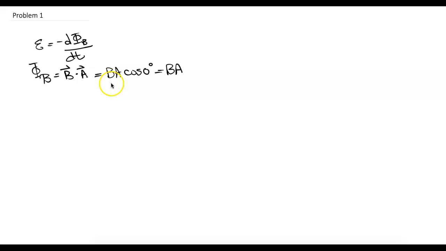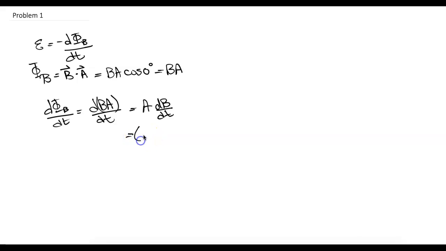and we know that the area is constant, so we can say that dΦ_B with respect to time, we're just going to concentrate on the magnitude, we'll talk about the sign a little bit later, is going to be the derivative of BA with respect to time, and as we said, A is constant, so this is A times the rate of change of the magnetic field with respect to time.